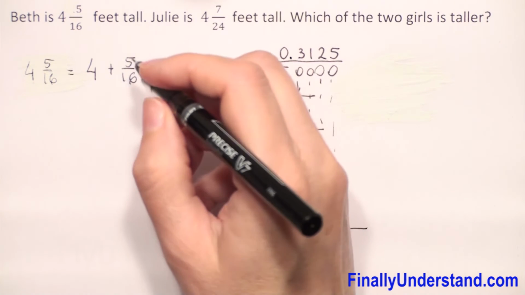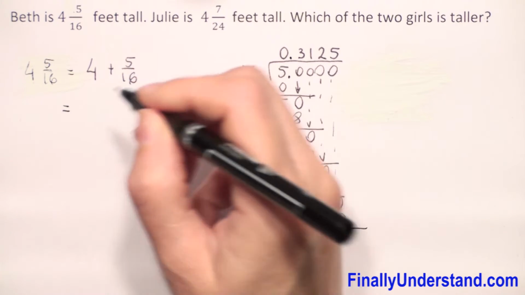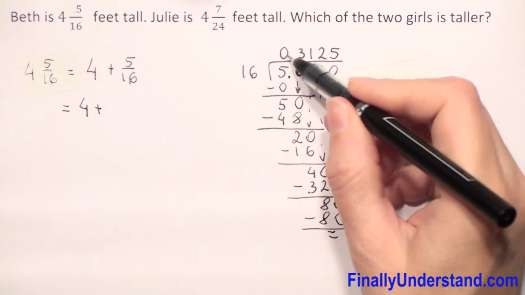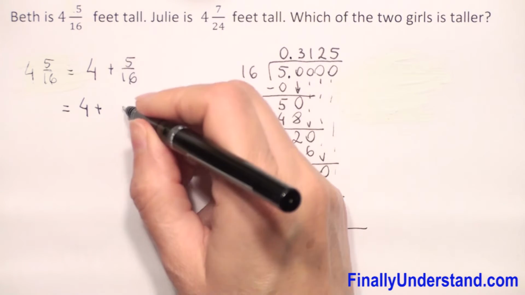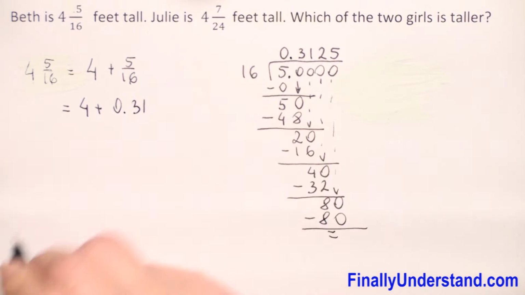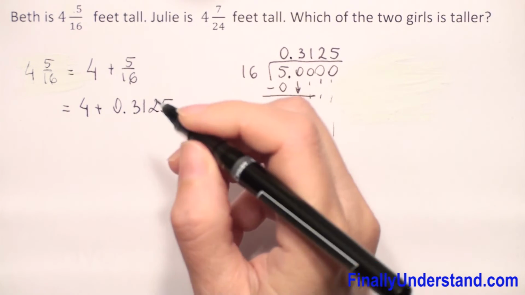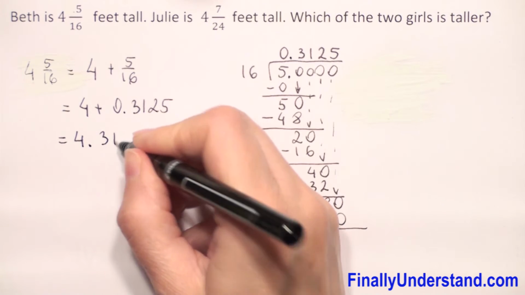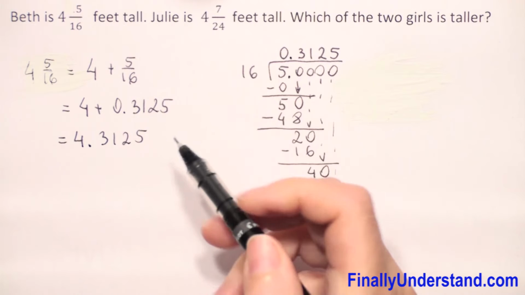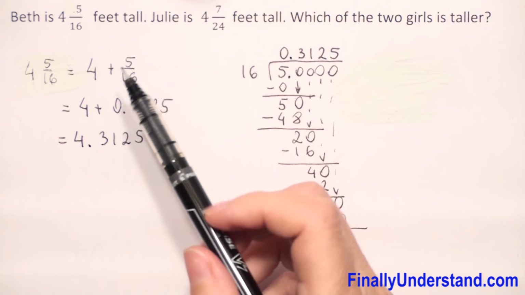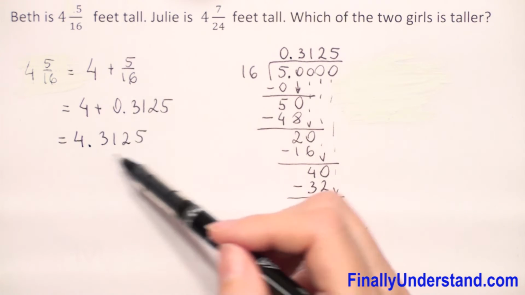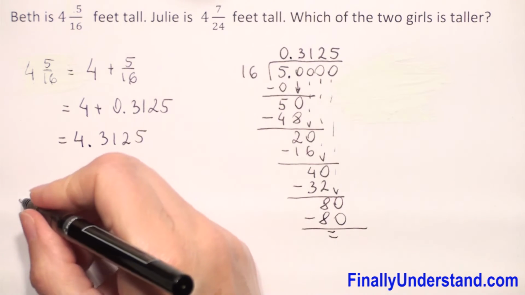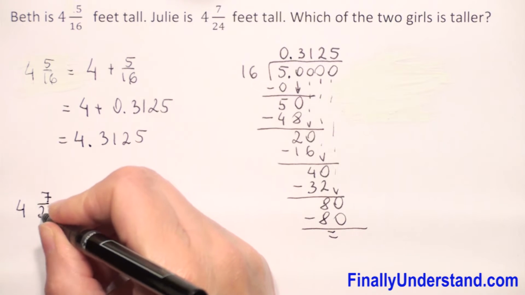We can rewrite that our number will now be 4 plus this fraction, which we change to this decimal number. So this is 0.3125. So now this is equal to 4.3125. We changed the measure of Beth to a decimal, and now we will do the same for Julia. We have 4 and 7/24.